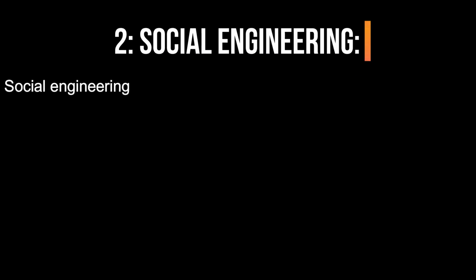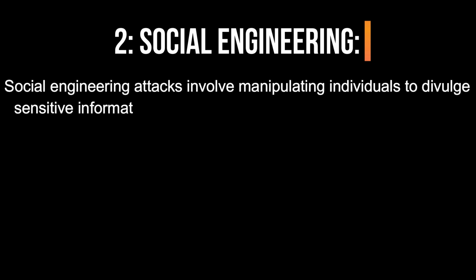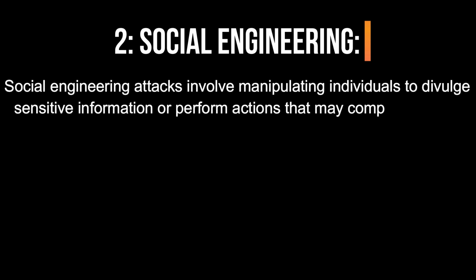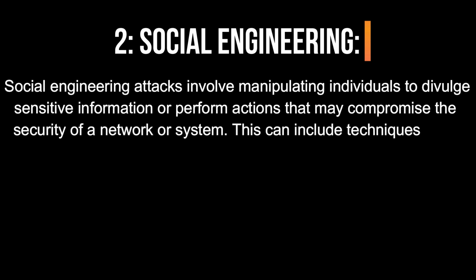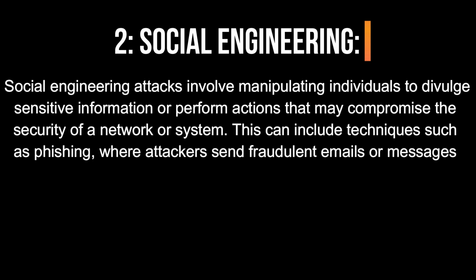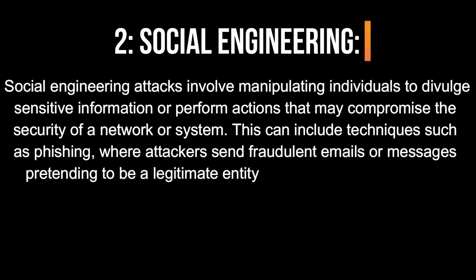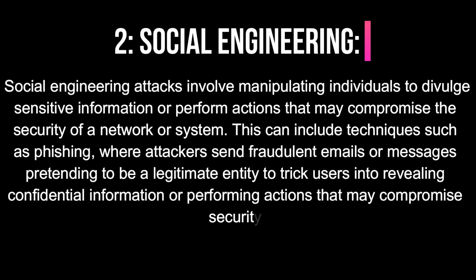2. Social engineering. Social engineering attacks involve manipulating individuals to divulge sensitive information or perform actions that may compromise the security of a network or system. This can include techniques such as phishing, where attackers send fraudulent emails or messages pretending to be a legitimate entity to trick users into revealing confidential information or performing actions that may compromise security.